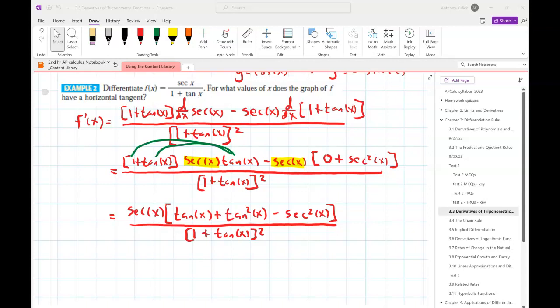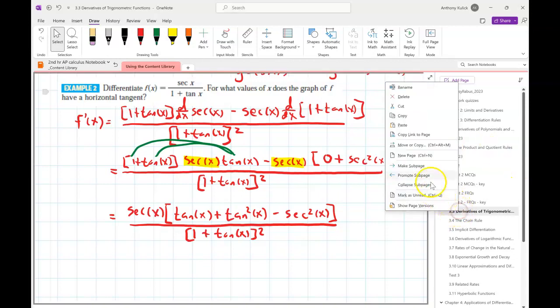Is it a trig function? Yeah, it's going to be a trig identity. That's right, Pierce. Who remembers their basic trig identities? Is it secant of x? Is it secant x?